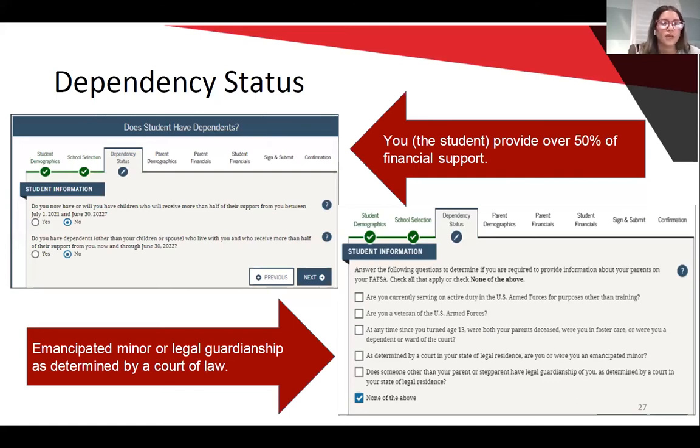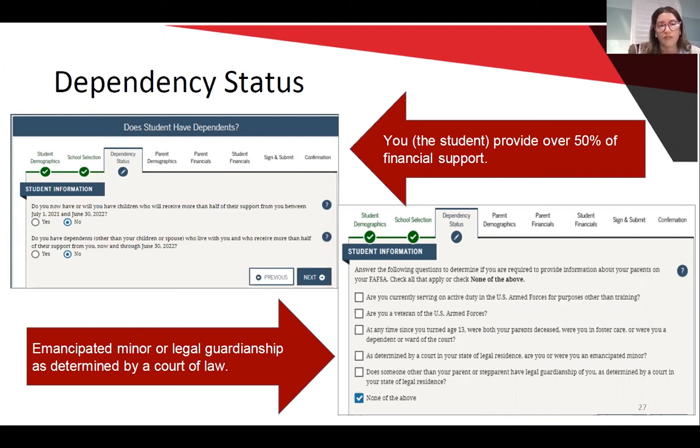Okay. Does someone other than your parent or stepparent have legal guardianship over you as determined by a court in your state of legal residence? For this question, the definition of legal guardianship doesn't include your parents, even if they were appointed by a court to be your guardian. You're also not considered a legal guardian of yourself. In this case, you're going to check off the box if you can provide a copy of the court's decision that, one, you were in legal guardianship as of today, or two, you were in legal guardianship immediately before you reached the age of being an adult in your state.